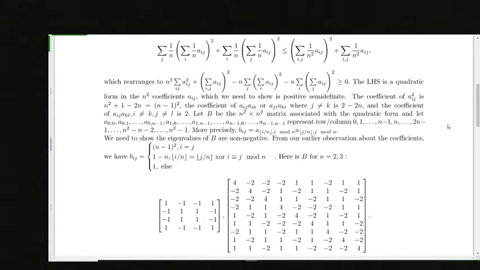We'll define B to be the n squared by n squared matrix associated with the quadratic form, and then the rows and columns will be in this following order. It'll be 0 indexed rows, 0 indexed columns, because with zeros everywhere, we can use the modulus function, we can use the floor function, and it all works out very nicely. And we'll see this definition, well, not definition, but this consequence implies this.